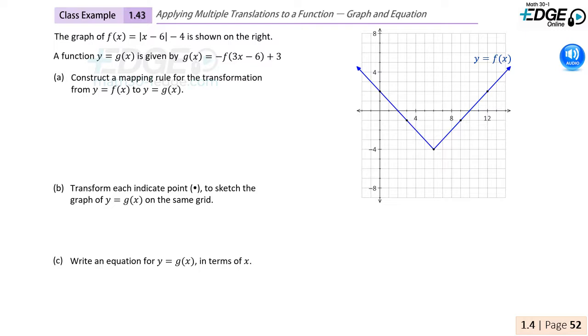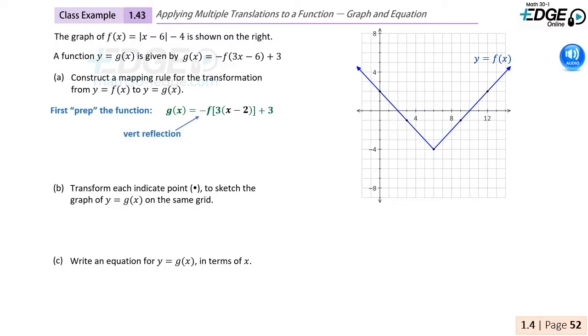In our first step, we're asked to construct a mapping rule for the transformations from f of x to g of x. And we want to be very, very aware of the fact that that 3 in front of the 3x has not been factored out. This is easy to miss, but is so important. As long as the b value is not written in factored form, the h value, or horizontal translation value, is not correct. By factoring that 3 out, we can write 3 times x minus 2 and know that we'll be shifting 2 units to the right.